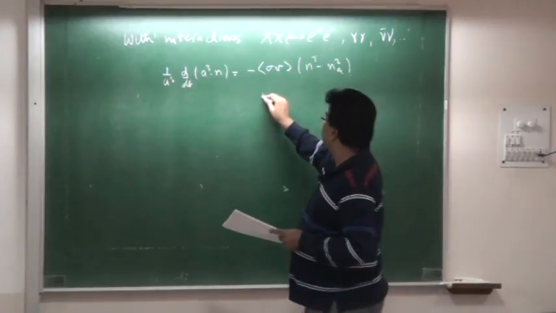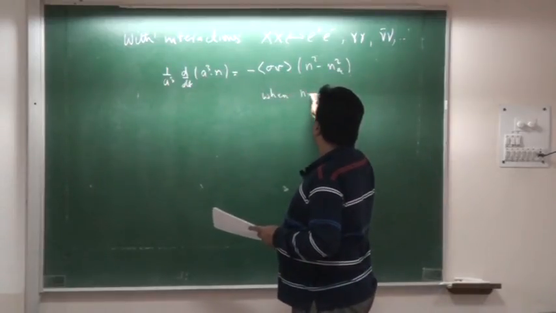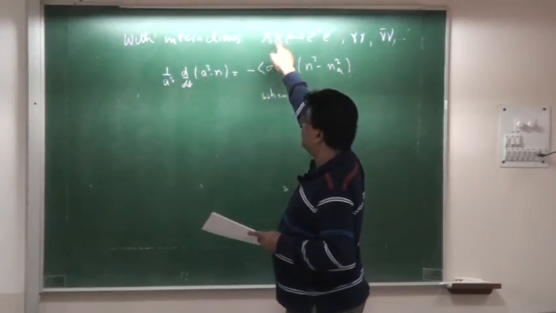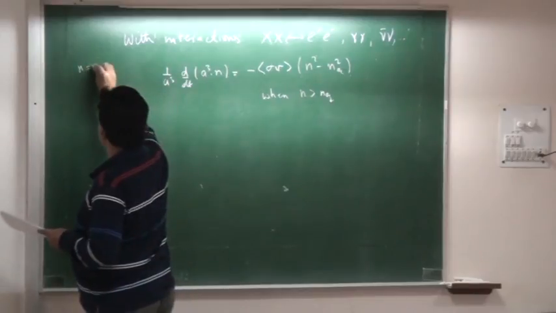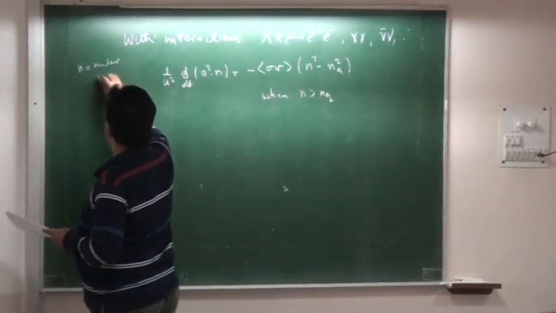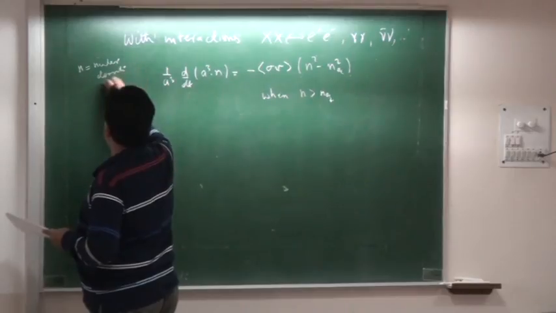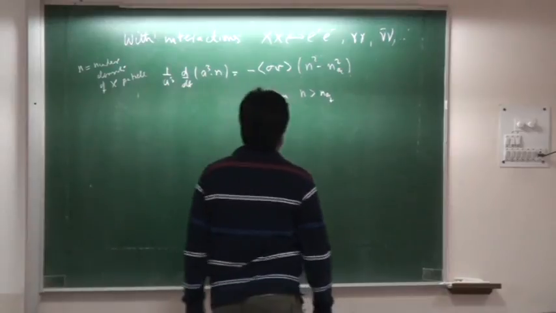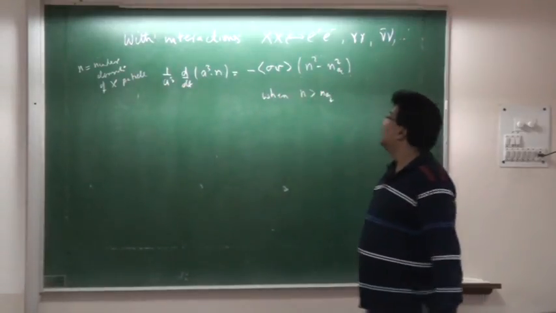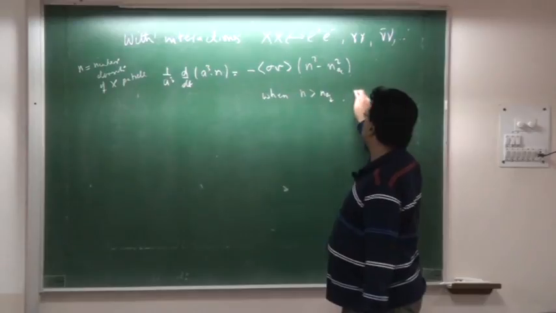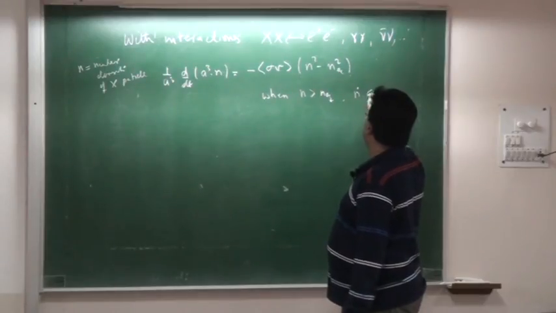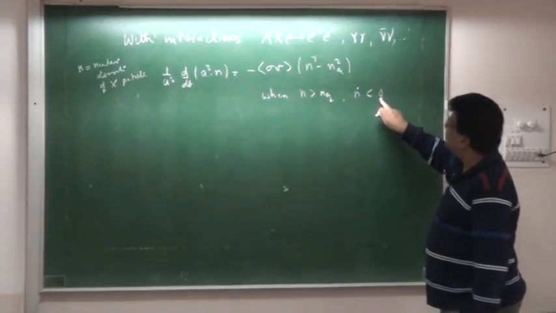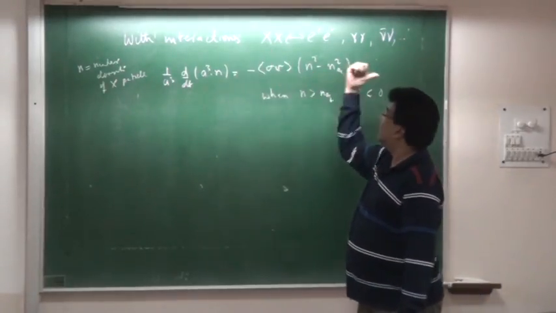So when n is greater than n equilibrium, where n is the number density of this x particle, then n dot is negative. Basically, it means that the equation will proceed this way.